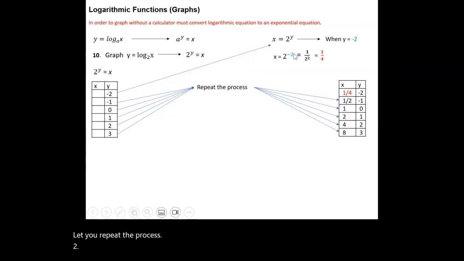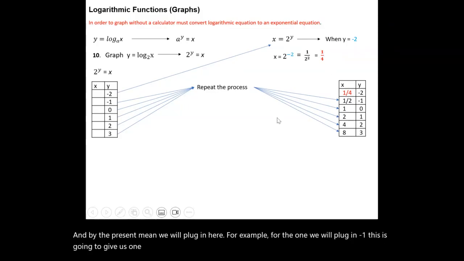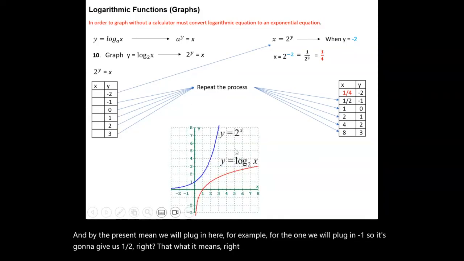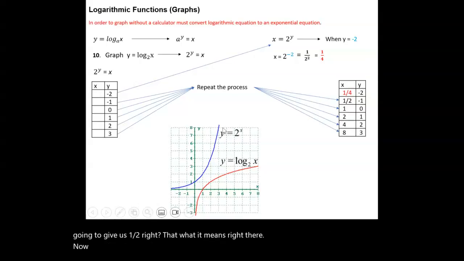And by the process, I mean, we will plug in here, for example, for the 1, we'll plug in -1, so it's going to give us 1/2, right? That's what it means right there. Now the graph, this is the exponential in blue, and the red is a log graph. This is like the parent function.